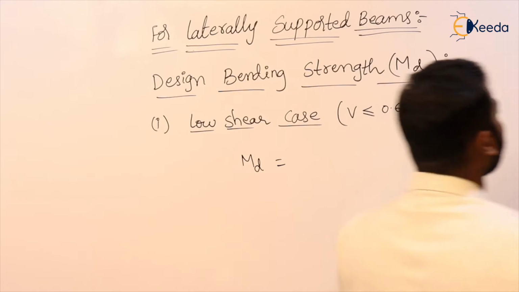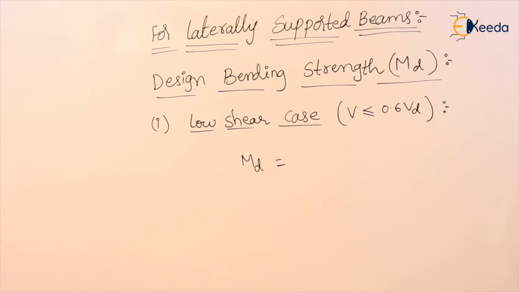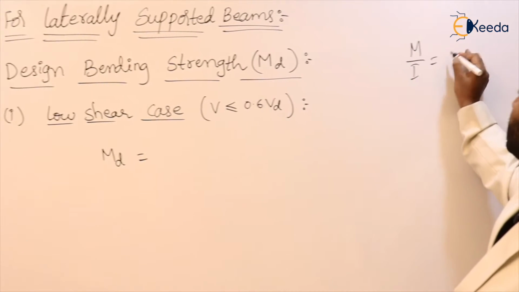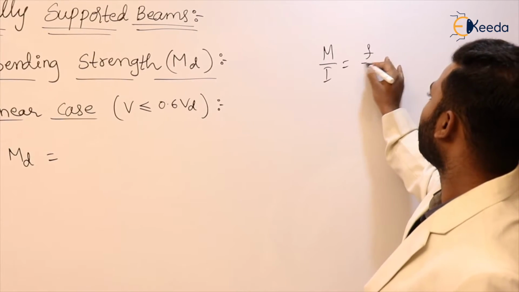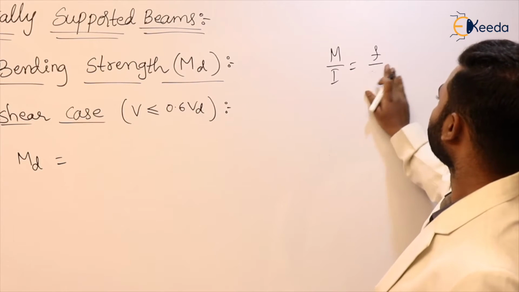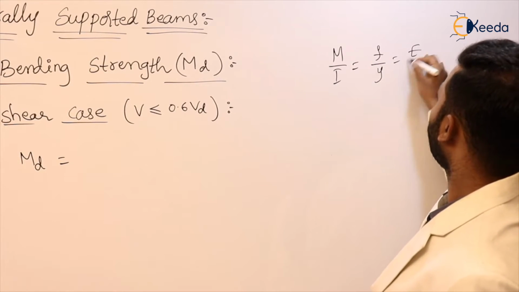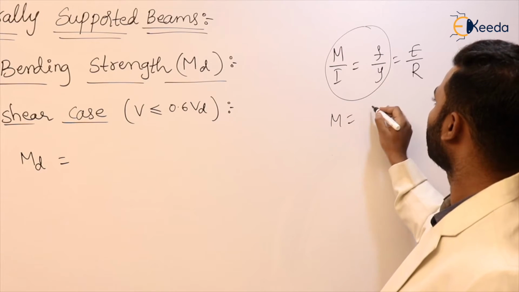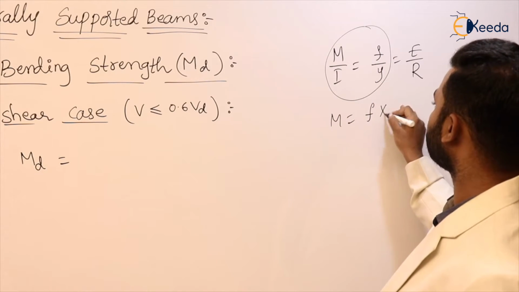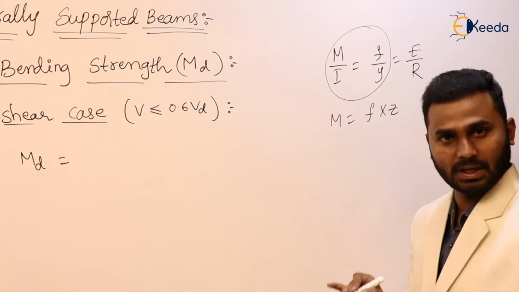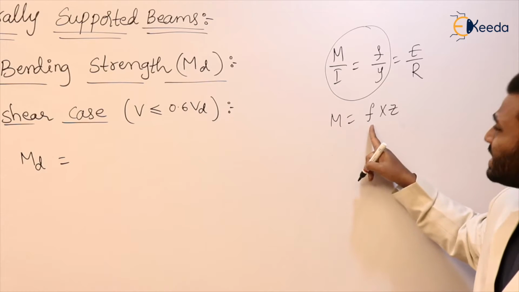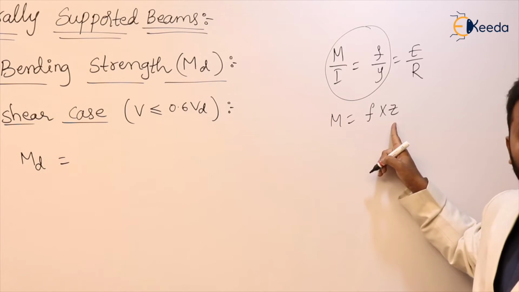Now tell me, what is the formula in pure flexure? If you see the formula in pure flexure, that is M by I is equal to F by Y is equal to E by R. So if you consider the first two terms, from this M is equal to F into I by Y, it is Z. Agree or not? It is Z. So this is the formula. So bending strength, design bending strength is equal to stress into Z. Z is the section modulus.